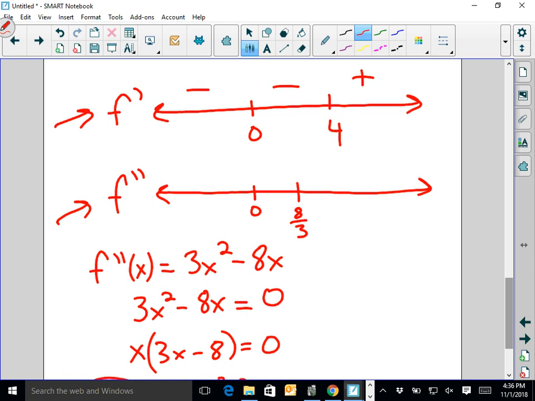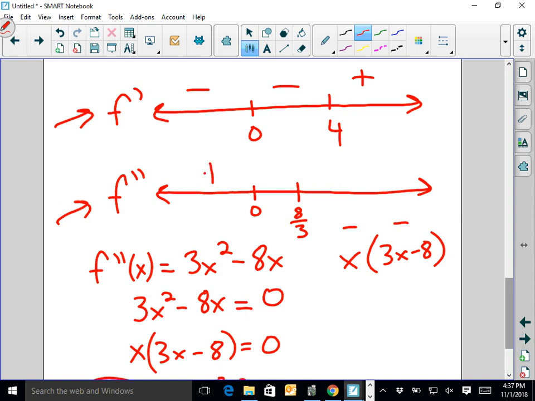Okay, so now I want to test numbers for f double prime to determine whether f double prime is plus or minus. I'm going to use the factored form, x and 3x minus 8, to test this. I need to pick a number less than 0. I'm going to pick -1. X is -1, so this part is negative. 3 times -1 is -3, minus 8 is a negative number. Negative times a negative is a positive.